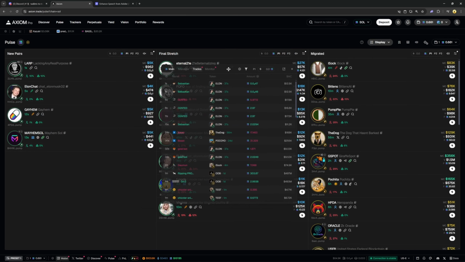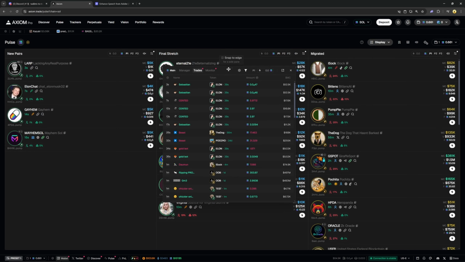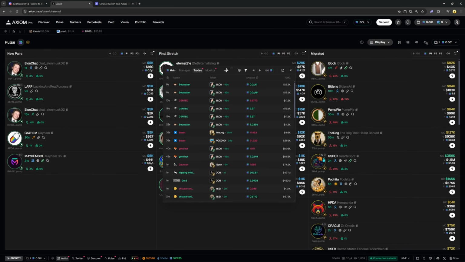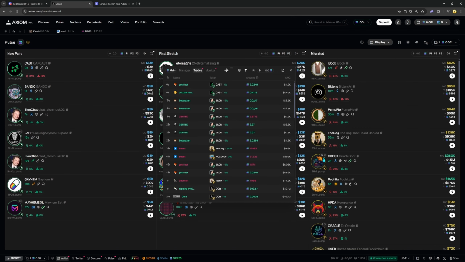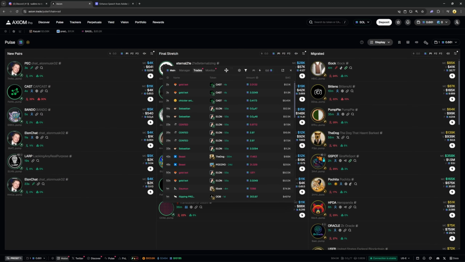So what is a wallet tracker? A wallet tracker is a tracker which is built in the Axiom app that you probably have already opened by now, which allows you to track KOLs and influencer traders. KOL is basically a word for an influencer trader or a trader with a big portfolio, so a big amount of Solana that is trading.